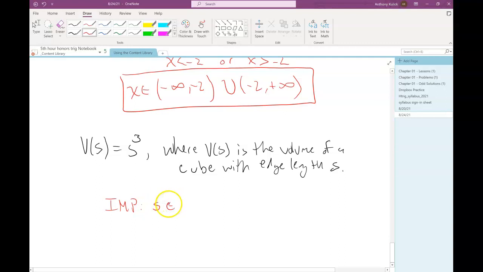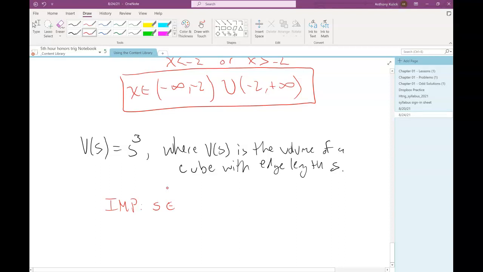So again, the independent variable is s. In my description here, I'm told s represents the edge length of a cube. So what kind of numbers can s have? Or what kind of numbers can s be? Oh, positive, right? I would also include 0. I'm not sure how we defined a cube in this instance, if something with 0 edge length and 0 volume would represent a cube or not. But I'm going to include it for this example.